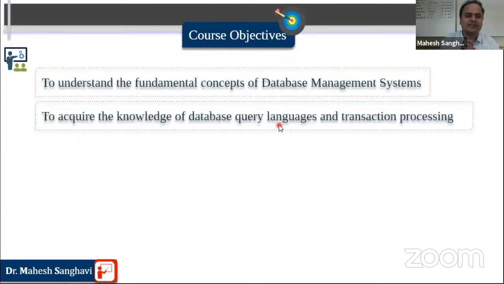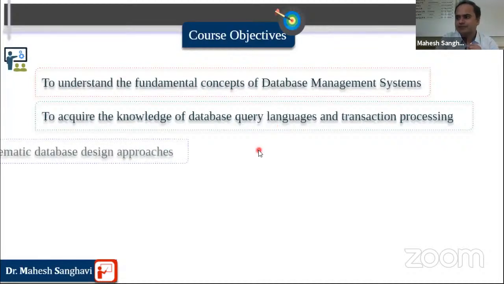And query language. There are so many different query languages available. Some of them are structured query language. In MongoDB also you have to write certain queries. We also have to work with PostgreSQL. So dear friends, here you will understand database query language in this particular subject.